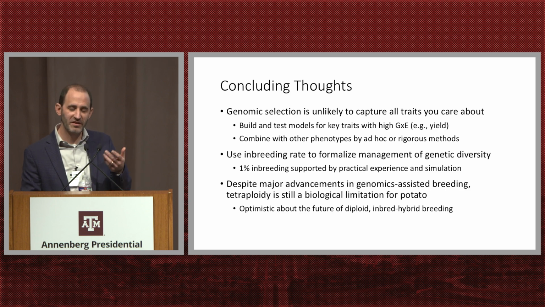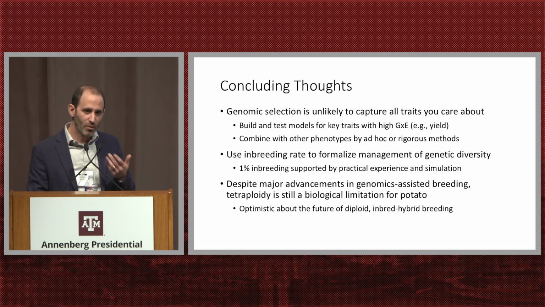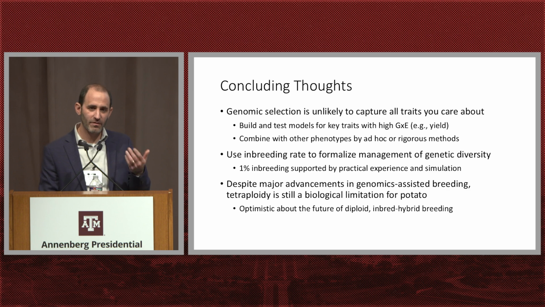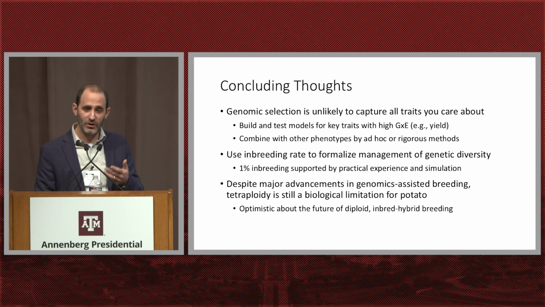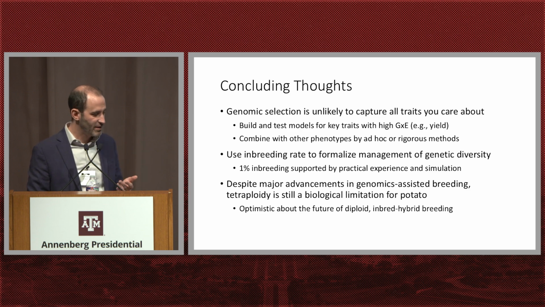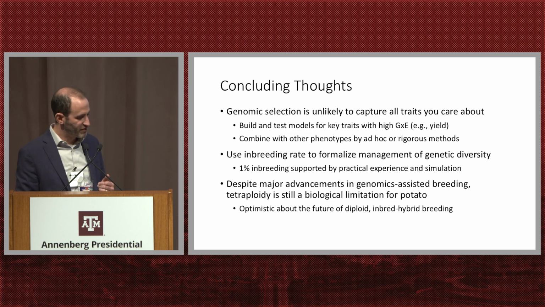Hopefully I've convinced some of you that you need to get more formal about measuring genetic diversity through inbreeding rate, and maybe this software COMA I've developed can help you with that. And although I'm really proud of what we've accomplished as far as genomics-enabled breeding for tetraploids over the last decade, it's still tetraploids, okay? There's still a biological limitation to what you can accomplish compared to a diploid. And so we're also pretty bullish about what this future inbred hybrid breeding system is going to look like.